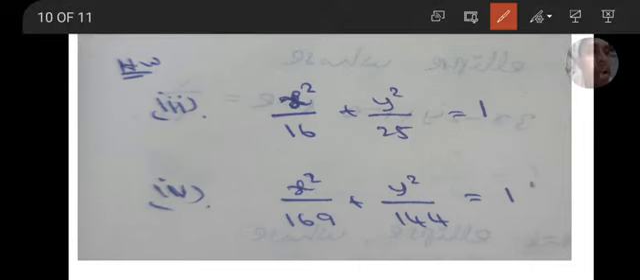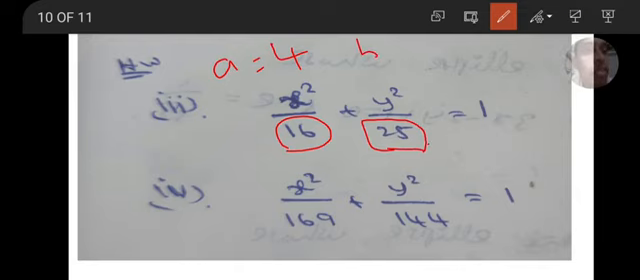First one, x square by 16 plus y square by 25 equal to 1. Here if you compare, a square equal to 16, means a square equal to 4 square, a equal to 4, and b square equal to 25, means b square equal to 5 square, b equal to 5. So a less than b. It is the second case.